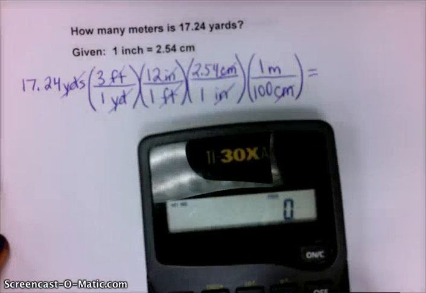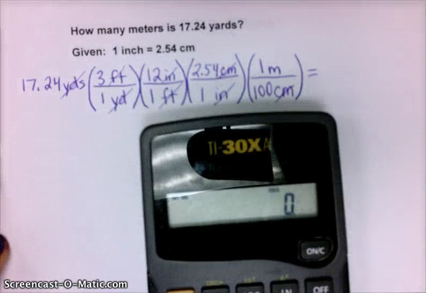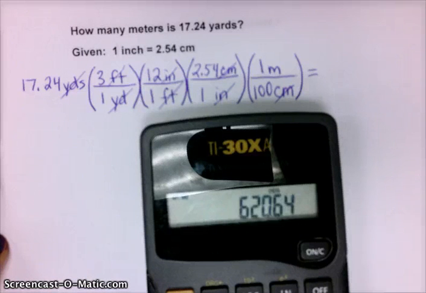Let's grab our calculator. We have 17.24 times 3, and then divide by 1, times 12, and then divide by 1, times 2.54, and then divide by 1, then times 1, and divide by 100. Now we can hit equals.